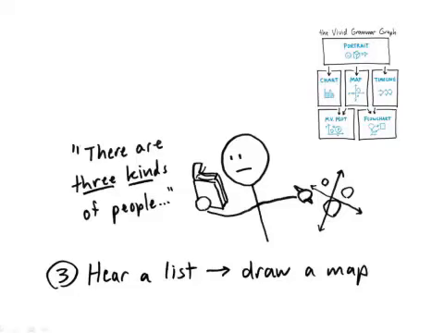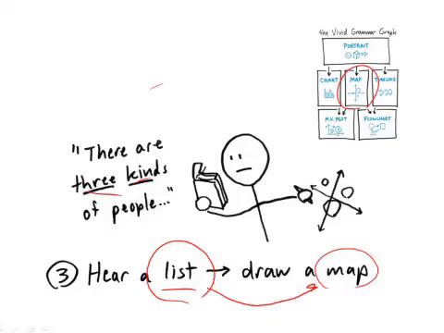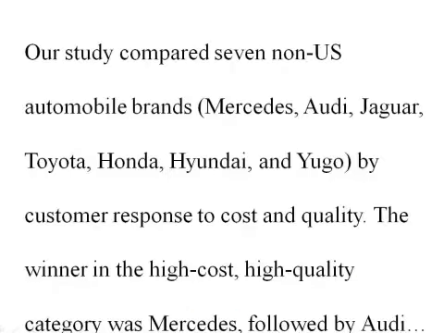But there's a different kind of information we might hear, isn't there? Imagine if we were reading or someone was telling us something and we heard a list. There are 3 kinds of people out there, or there are 5 kinds of coffee out there. Now we're not going to draw a chart, nor are we going to draw a portrait. Now we're going to draw a map. When we hear a list, we draw a map. Let me show you an example of this.